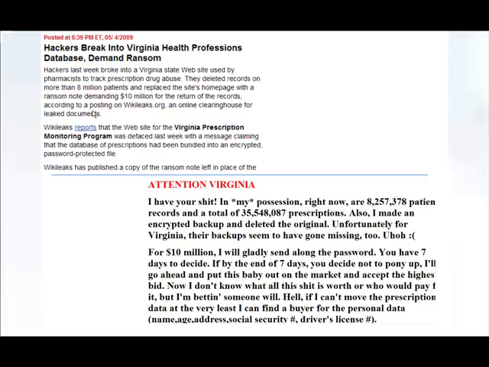Another example is the Virginia Prescription Monitoring Program, a website used to provide prescription drug information, mainly to track prescription drug abuse within Virginia. Someone broke into it and defaced the main page, and this was the ransom note on the main page of the website. It says: "I have your shit in my possession right now, 8,257,000 patient records and a total of 35 million prescriptions." This particular extortionist wanted $10 million.